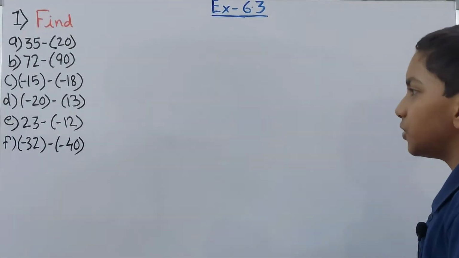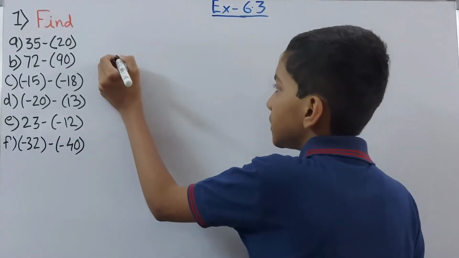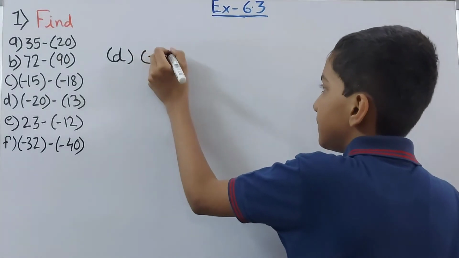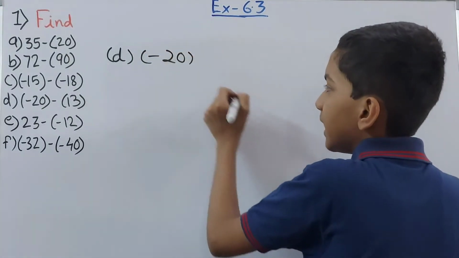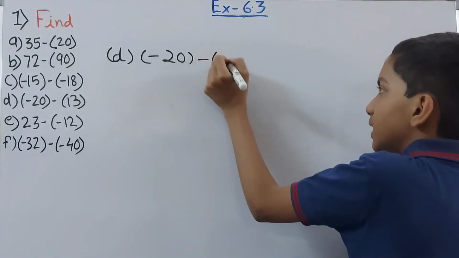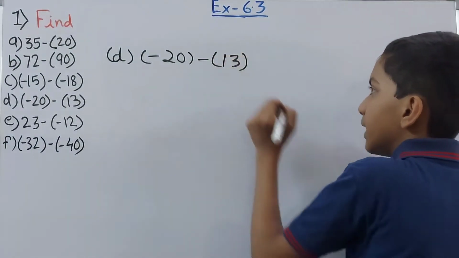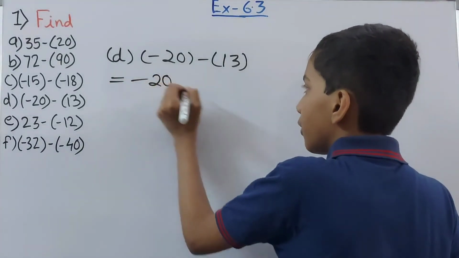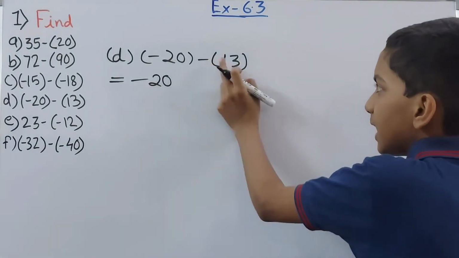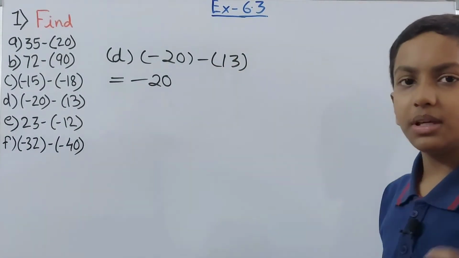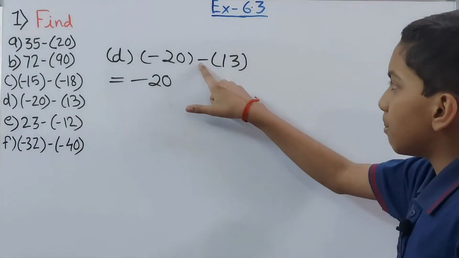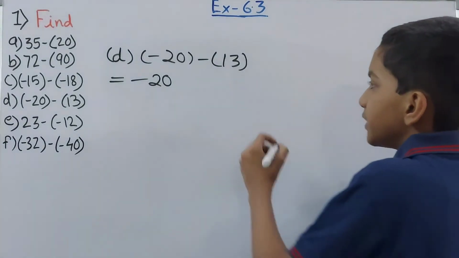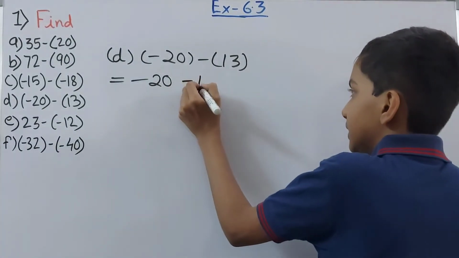Friends, now let's move on to the next question. So this is the D question here. And this says minus 20. Alright, and then we have minus and 13 in brackets. Now friends, over here as you can see, minus 20, we will just remove the bracket from this. And then here we have a minus sign. And 13 is a positive number, so it will become a plus sign. And as we know, minus plus is equal to minus. It remains in minus only. So that is minus 13.